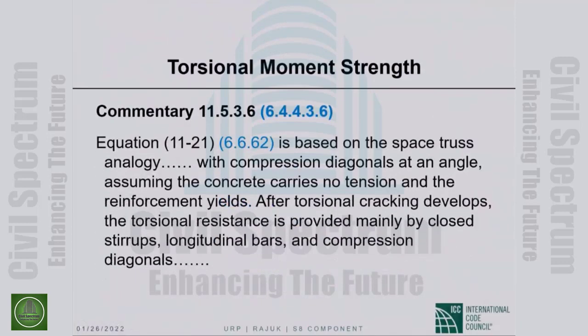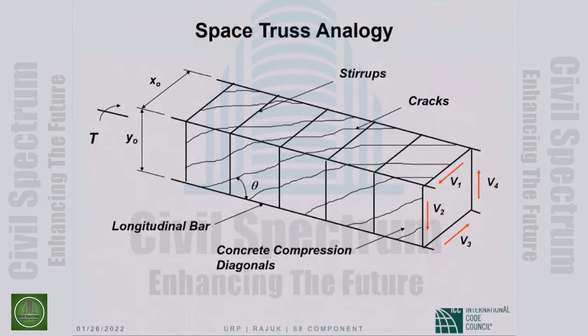The equation for T sub n is based on the space truss analogy with compression diagonals at an angle, assuming the concrete carries no tension and the reinforcement yields. That's important. Concrete carries no tension, reinforcement yields. After torsional cracking develops, the torsional resistance is provided mainly by closed stirrups, longitudinal bars, and the compression diagonals. Concrete still carries compression.